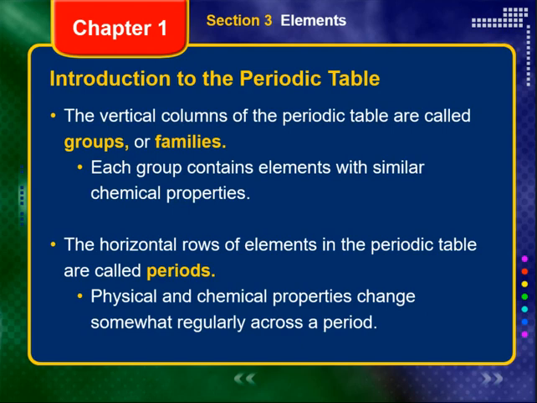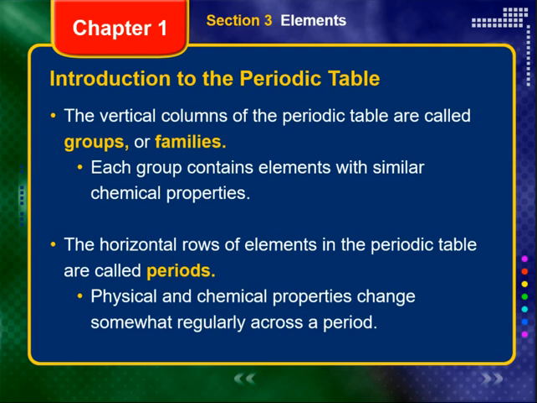The vertical columns of the periodic table are called groups or families. Notice that they are numbered from 1 to 18 from left to right. Each group contains elements with similar chemical properties. For example, the elements in group 2 are beryllium, magnesium, calcium, strontium, barium, and radium. All of these elements are reactive metals with similar abilities to bond to other kinds of atoms.